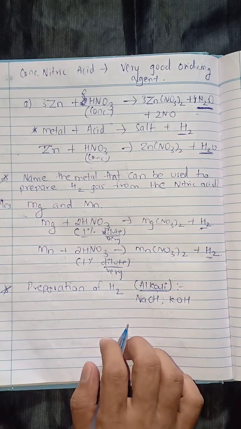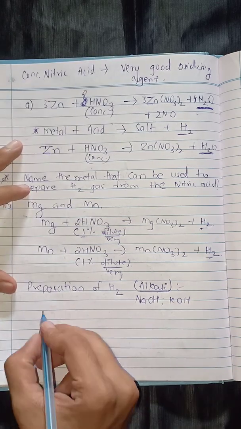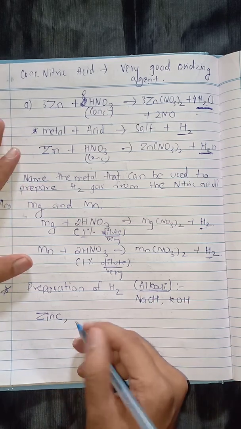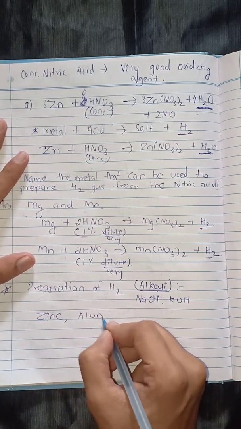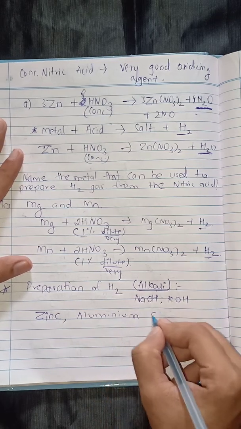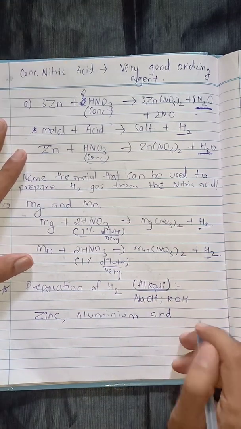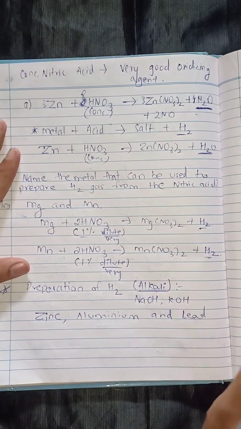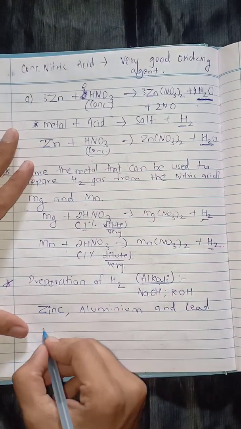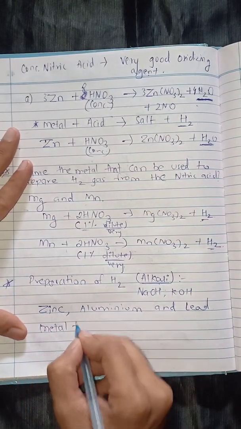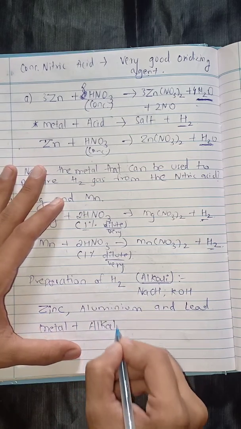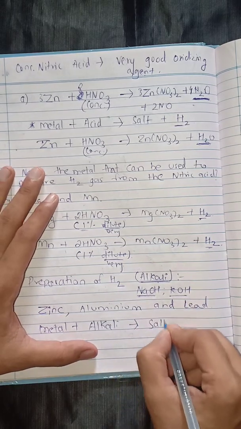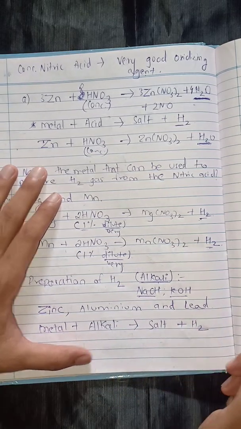Now we are going to take three metals. Okay, that is zinc, aluminium and lead. Three metals. Okay, let's start with the reaction. Suppose I am going to take a metal and make it react with the alkali, the names of the alkalis are given to you right now. So it will form a salt and hydrogen gas will be liberated. Only these three metals.